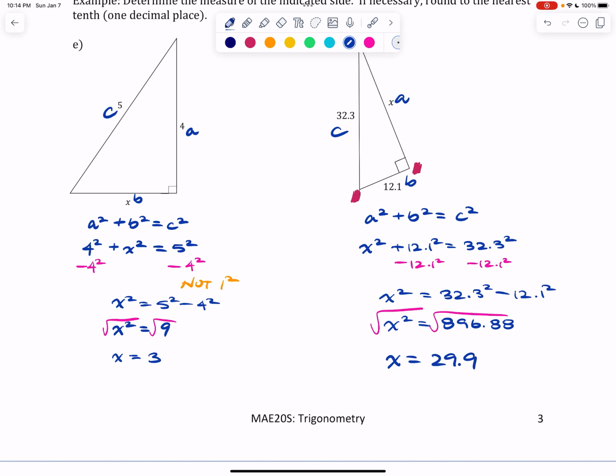So in conclusion, a squared plus b squared does equal c squared. This is a right triangle.